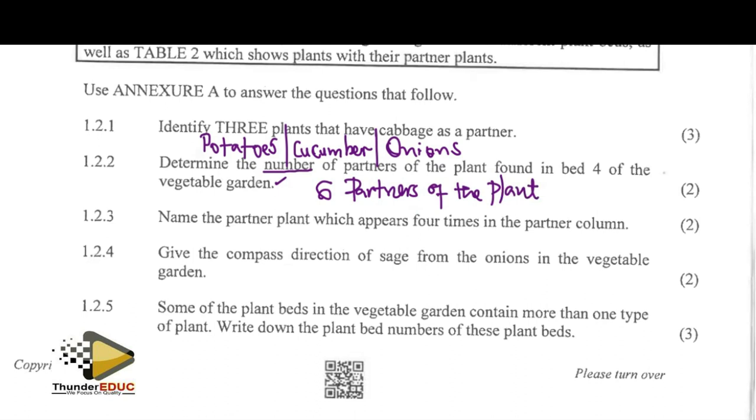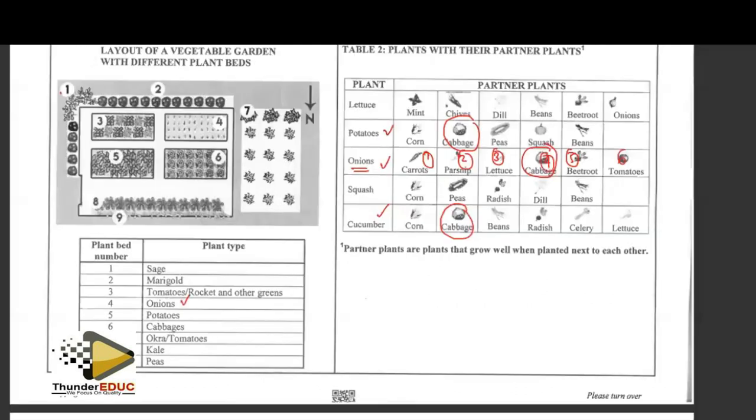Name the partner plant which appears 4 times in the partner columns. Name the plant that appears in the partner columns. These are the columns, these ones, that appear 4 times. When we take note here, looking at number one, we have mint. Is there any other mint somewhere else? There's nothing. We have herbs. Do we have any other herbs around here? Nothing.